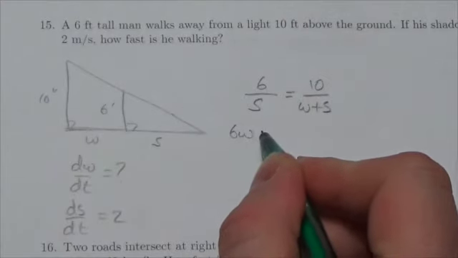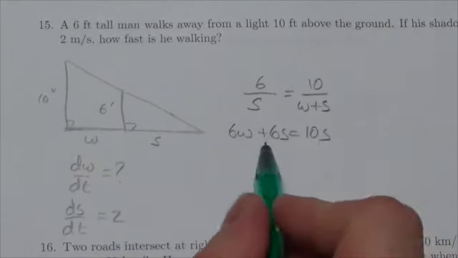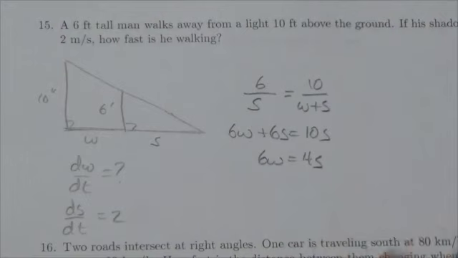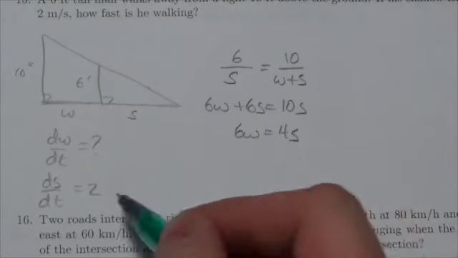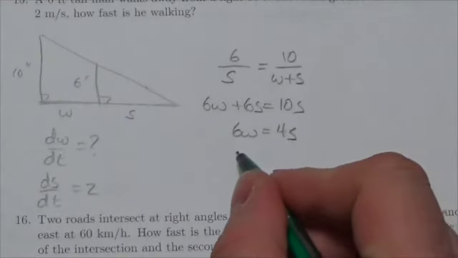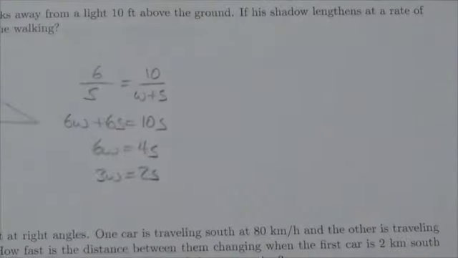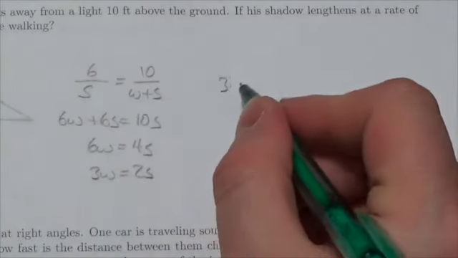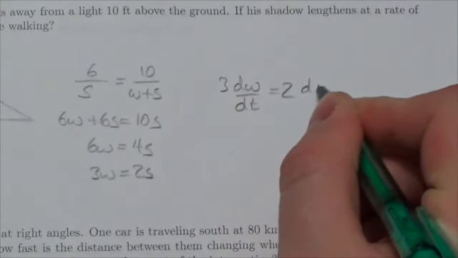So 6W plus 6S will equal 10S. Then I would bring the 6S over to get 6W is equal to 4S, which is a wonderful little equation to be working with. I can even simplify this further by dividing both of those by 2. So 3W is equal to 2S. And now if I take the derivative of both of those sides, I will get 3 times dW by dt is equal to 2 times dS by dt.